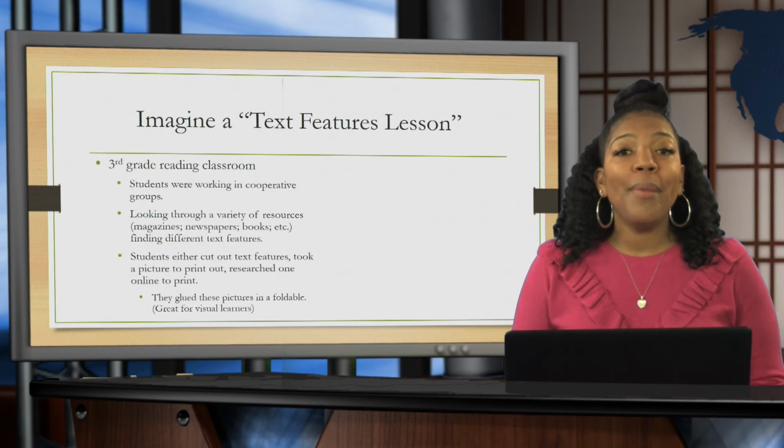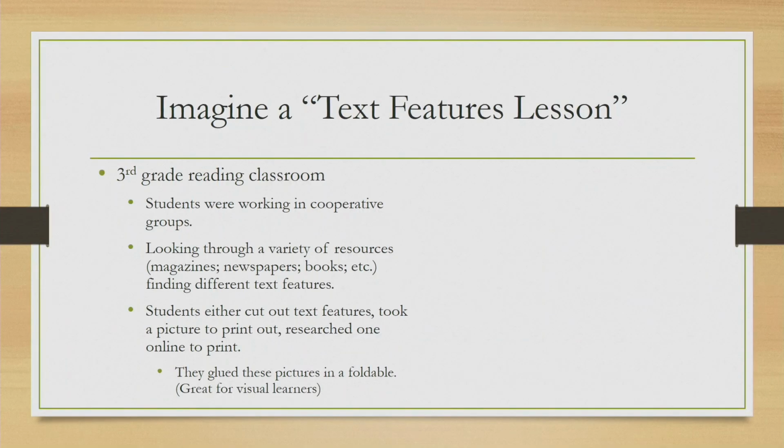I want you to imagine a text features lesson. You're in a third grade reading classroom. The students are working in cooperative groups. They're looking through a variety of resources to find different text features. They're looking at magazines, newspapers, and books. And you see the students are either cutting out those text features, some are actually going online to research and print out some text features, and then they're gluing these pictures in a foldable, which is great for visual learners.